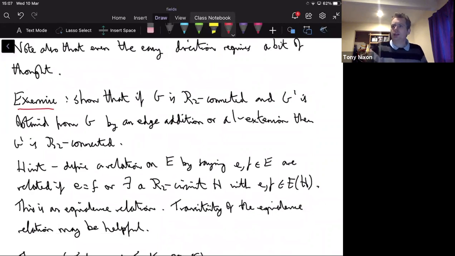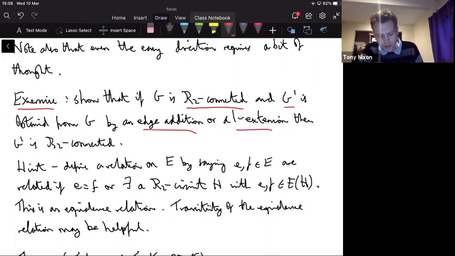So if I take a redundantly rigid graph and apply a one extension operation, it's relatively easy to see that the new graph will have the properties you want. If you are rigid, infinitesimally rigid or rigid, these ones we've already talked about before, but it's not necessarily so obvious that if you take an R2 connected graph, I mean, it's not hard, sort of a couple of paragraphs, but an exercise would be to show that if a graph is R2 connected and G dash is obtained by even an edge addition is not necessarily trivial, or a one extension, then the resulting graph is R2 connected.